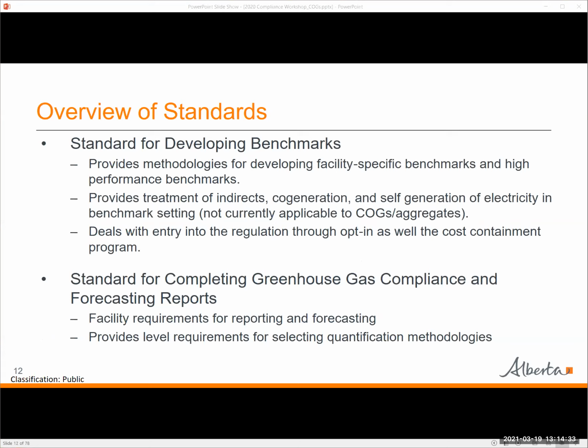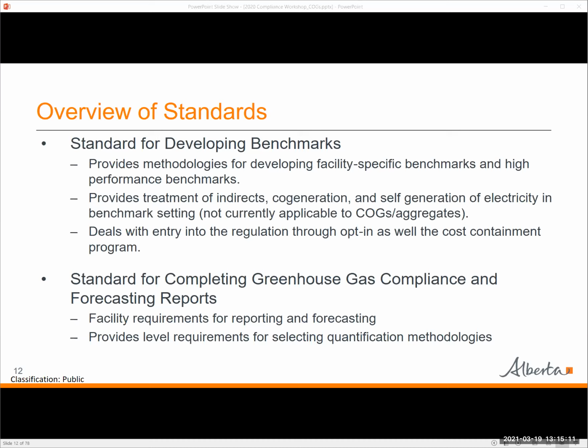So I'll jump into a brief overview of each one of the standards. The first is the standard for developing benchmarks, which provides methodologies for developing facility-specific benchmarks and the methodology behind the high-performance benchmarks. It outlines treatment of indirects and cogeneration and self-generation of electricity in benchmark setting, really more applicable to the large emitter and standard opt-in pathway facilities.